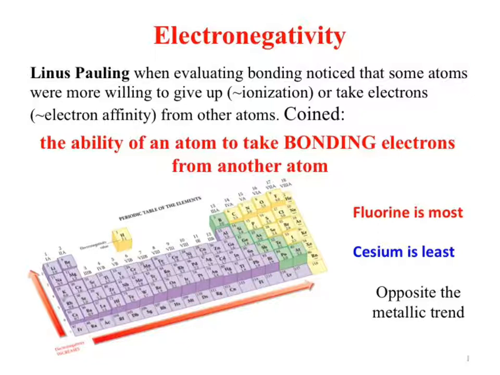You'll notice it's not a perfect trend. There are cases where you see some slight variations and some slight exceptions to that. But for the most part, it tracks pretty well with that overall pattern, upper right-hand corner being the most electronegative. And when we get into bonding, we'll talk about how we can apply electronegativity to determine the types of bonds and all of that.